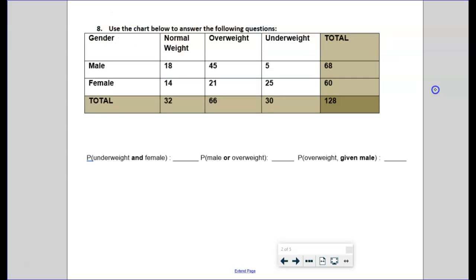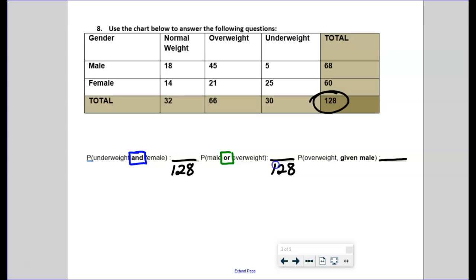Let's take a look at number 8, the contingency table. That's a big one, right? The difference between and, or, and given. So when it says and, you literally have to think about your denominators every time. And I think that would be a good way for people to start this set of questions. When it's and or when it's or, your denominator is going to start out of the entire total, okay? You're going to use this denominator of 128.